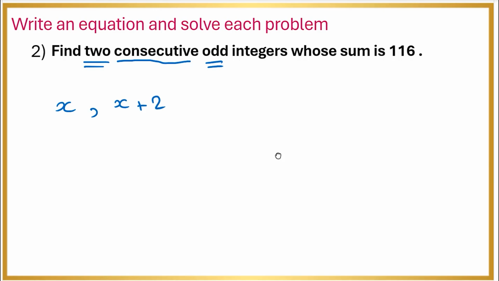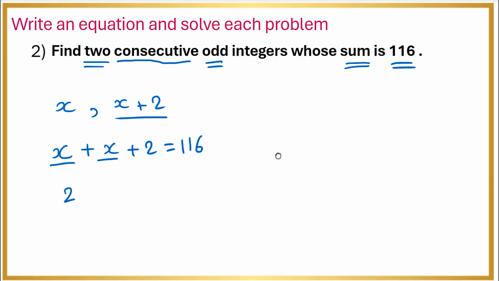What did he say about the two consecutive odd integers? He said their sum is 116. Then we should write the equation. The first one plus the second one equals what? Equals 116. Now, how can we solve it? We have like terms here. x and x will be 2x plus 2 equals 116. Now we should cancel this 2 first. Minus 2, minus 2. Then we have 2x equals 114.